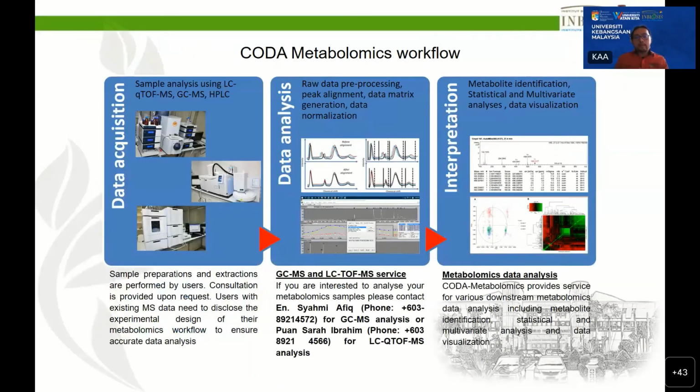This is the representative schematic workflow for CODA metabolomics. We have the data acquisition. Right now, we are grateful to have our own machines. We have our LCMS, LCQ-MS. We also have GCMS, and of course, we have HPLC. Also, we have FTIR to do metabolic fingerprinting. And from there, we help you on the data analysis. We can generate the data, and then we can analyze it for you and come up with the interpretations.